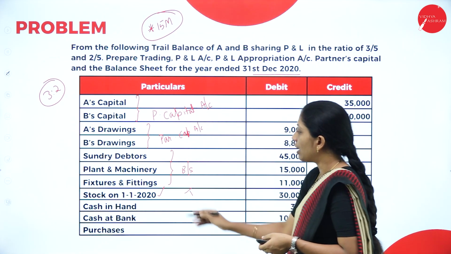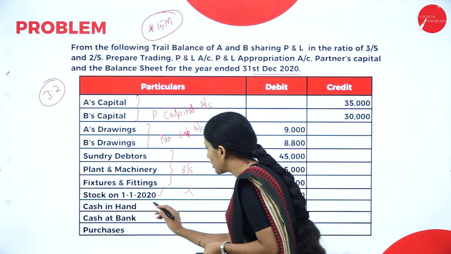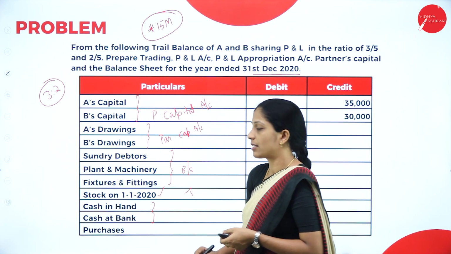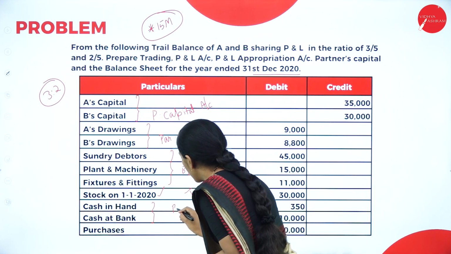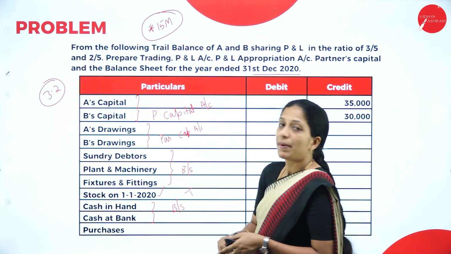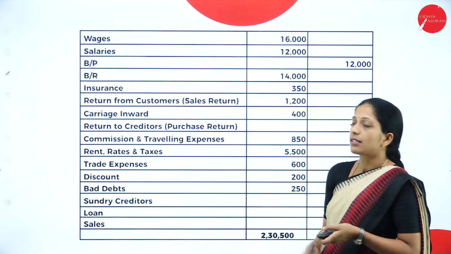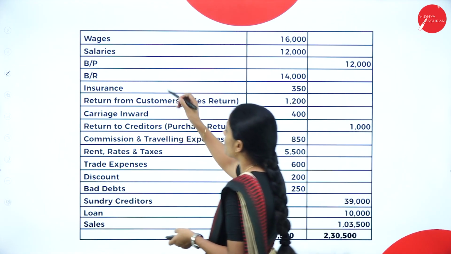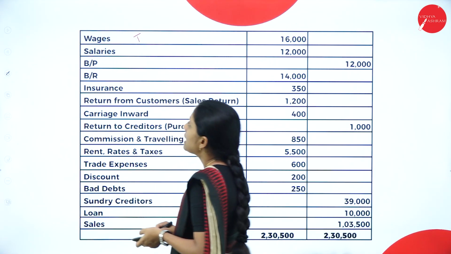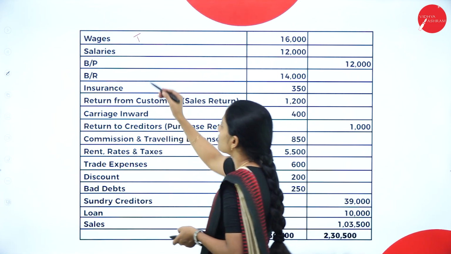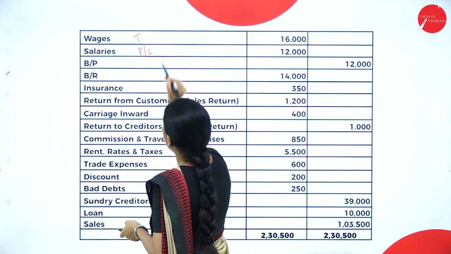In your trading account. Cash in hand and cash at bank, these two are current assets. So where do you record? You'll record in the balance sheet. Next, purchases. Purchases you have to record in your trading account. Next, wages. So wages is a direct expense, you have to record in your trading account. Salary is an indirect expense, you have to record in your P&L account.